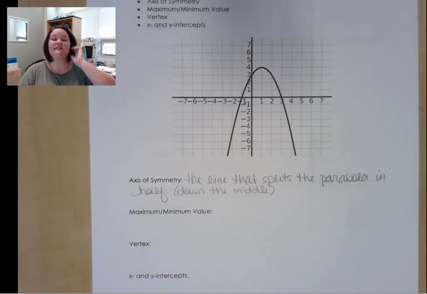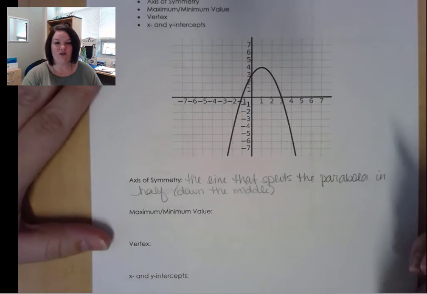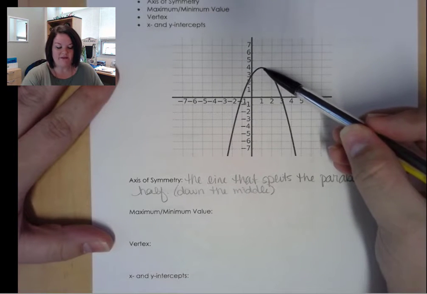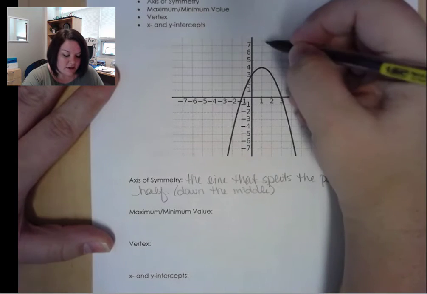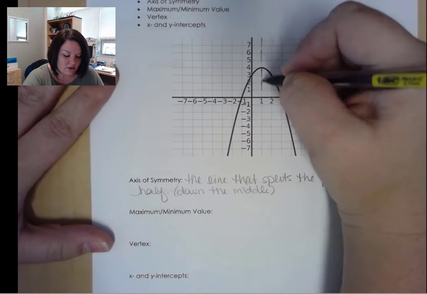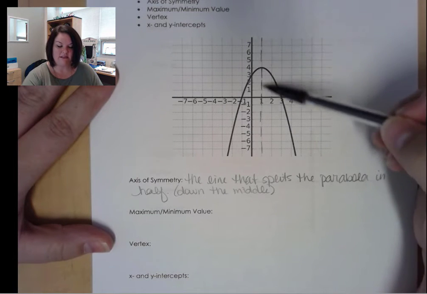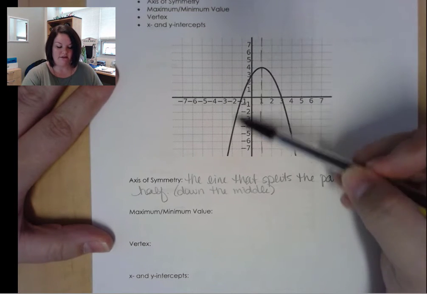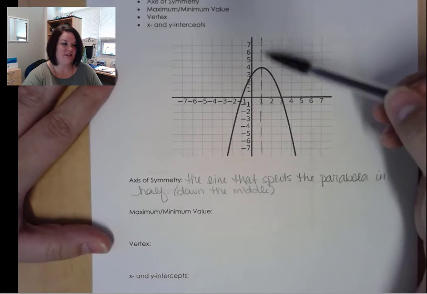Now, a couple of things about this. I said it's the line, so if it's a line, it needs to be written as a line. I want to show you where that is. Notice we have symmetry with parabolas: this side looks like this side. So if I split this right down the middle and make a line here, this line splits it so that the left side looks just like the right side. That's how we find our axis of symmetry.